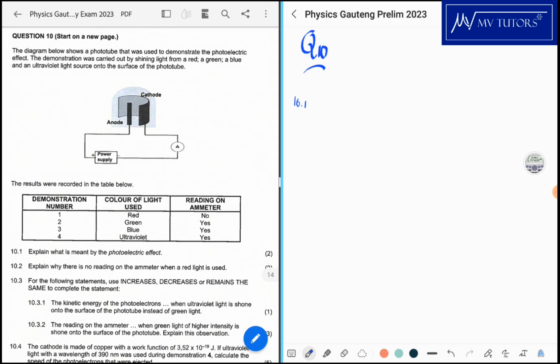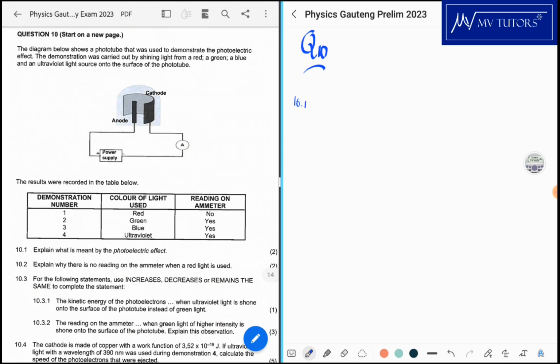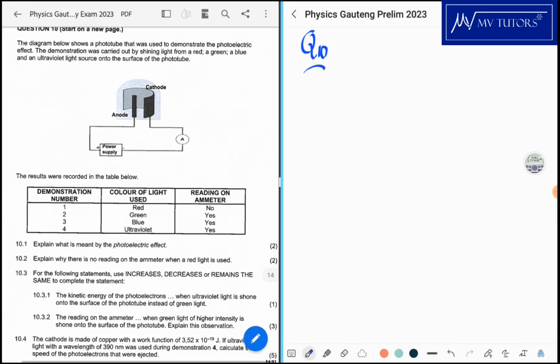So just to recap, the photoelectric effect is a process whereby electrons are ejected from a metal surface when light of a suitable frequency is incident on that surface. Okay, so that's 10.1, and we just answered that. Now 10.2.